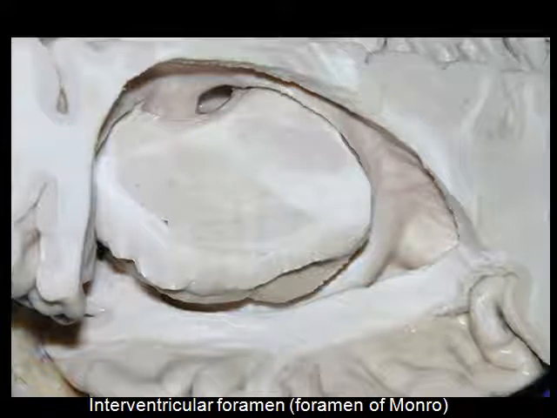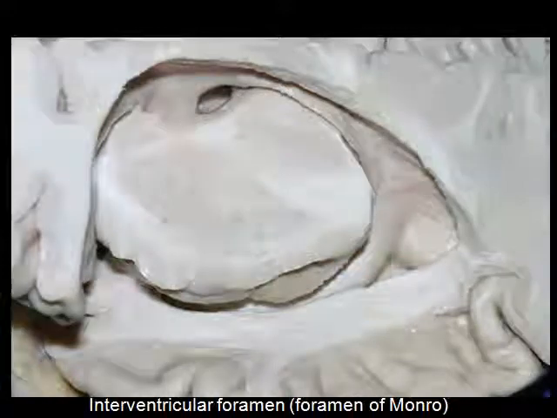Interventricular foramen, foramen of Monro. Between the columns of the fornix and the anterior ends of the thalami, an oval aperture is present on either side. This is the interventricular foramen, and through it, the lateral ventricles communicate with the third ventricle. Behind the epithelial lining of the foramen, the choroid plexuses of the lateral ventricles are joined across the middle line.